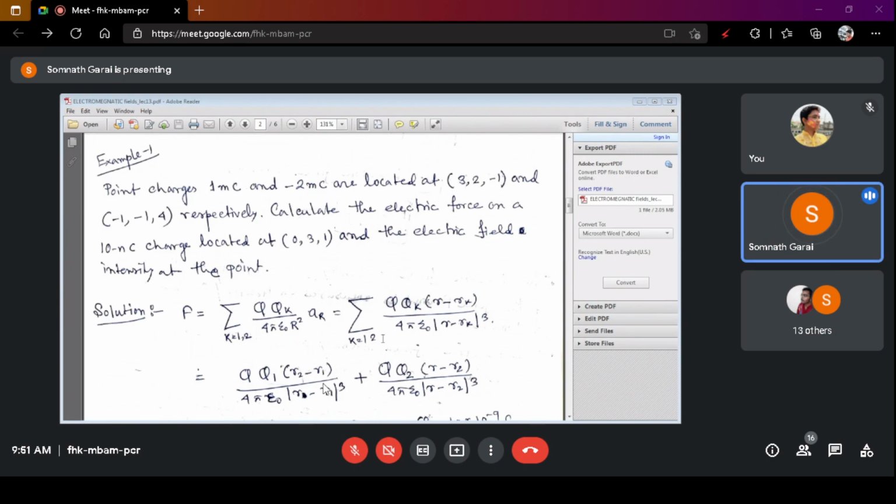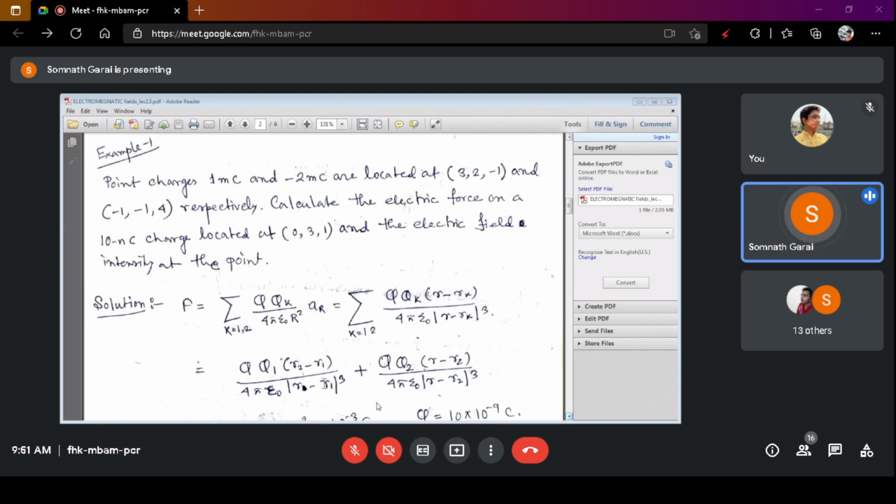That's why the equation is modified to F is equal to summation of k equals 1 to 2, because here we have only 2 point charges. That's why k is equal to 1 to 2. If we have n numbers of charges, then k is equal to 1 to n. Right? So F is equal to Q into Qk divided by 4 pi epsilon naught R square into aR.